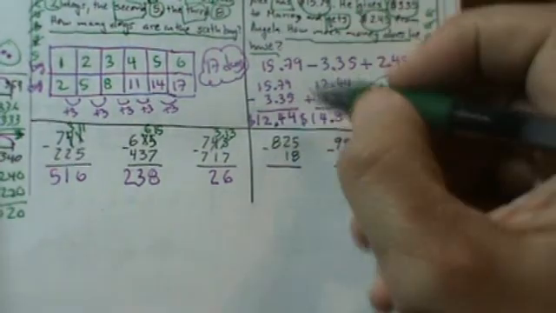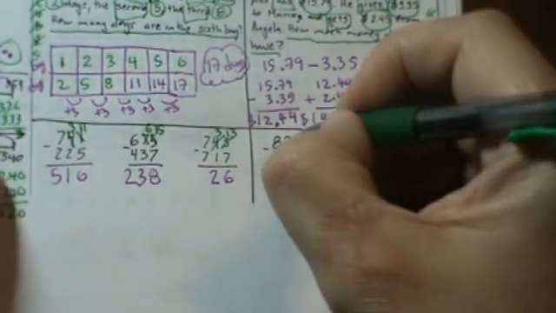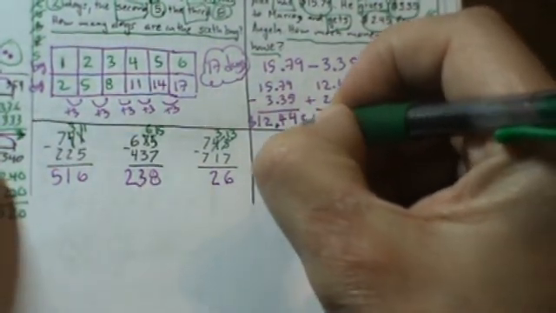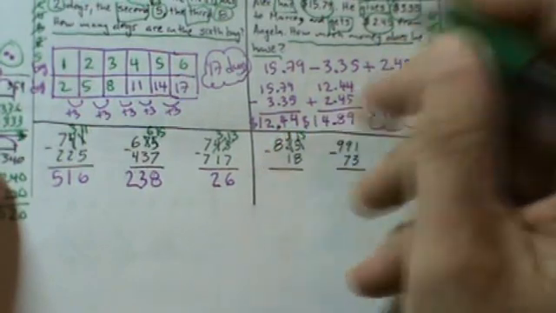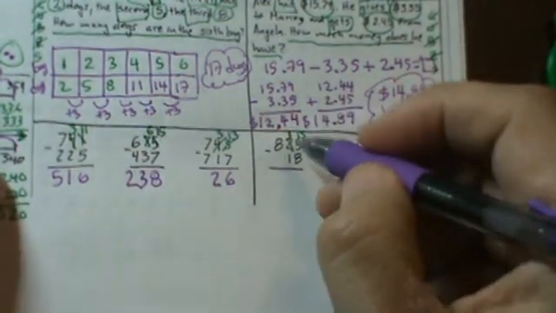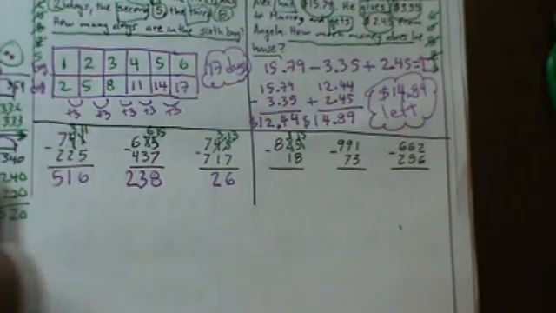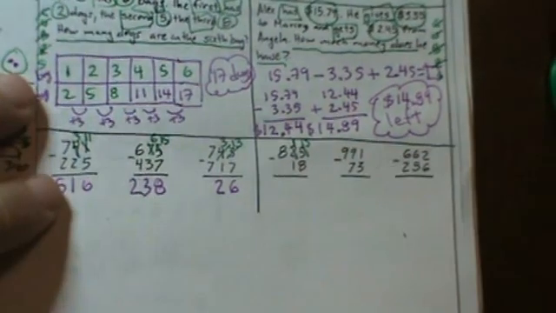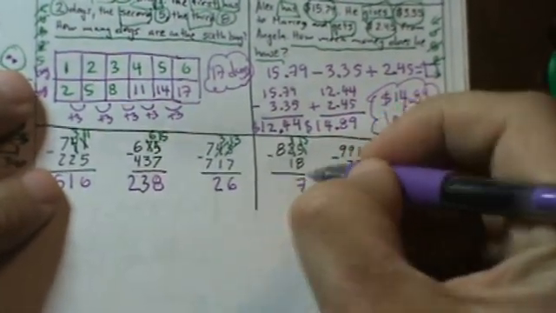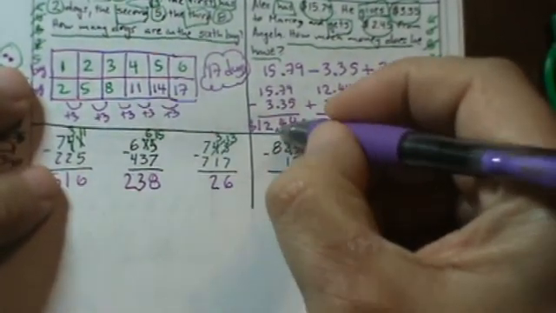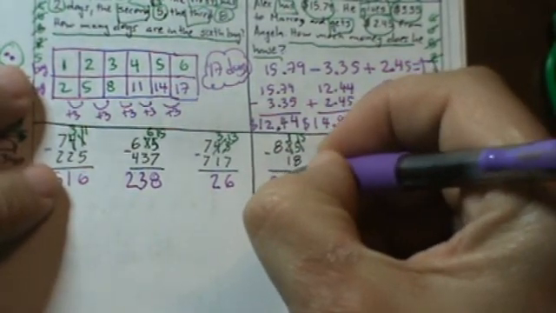Next one. 5 minus 8. I can't. So this 2 now is going to be 1. And the 5 is going to be 15. 15 minus 8. I have 8, 9, 10, 11, 12, 13, 14, 15. That's 7. 1 minus 1 is 0, and 8 minus nothing is 8.